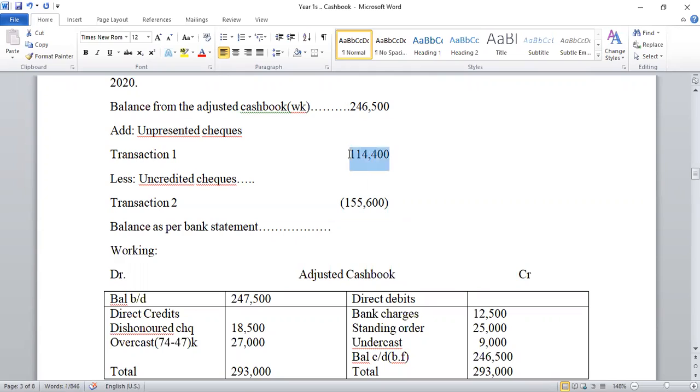So when I add this 11,400, if I add it to the 2,4, I'll get 360. But on that, I'm supposed to less this one here, this 115, which is the uncredited check.